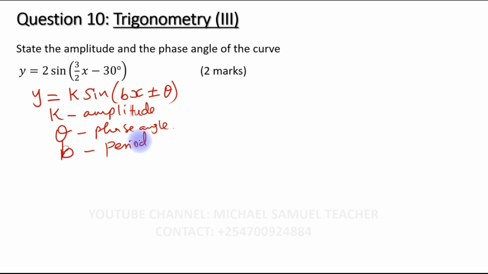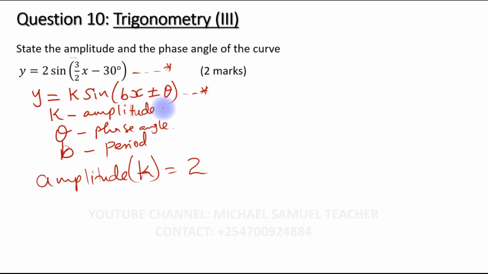Now for our case, we have to compare the two. We have the given equation, and we have the general one. So we need to find the amplitude. In our case, the amplitude, which is k, will be 2. To get the phase angle, minus theta is equal to minus 30. Therefore, the phase angle is 30 degrees. Then we move to the next question.